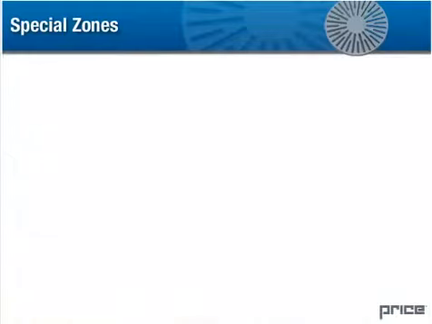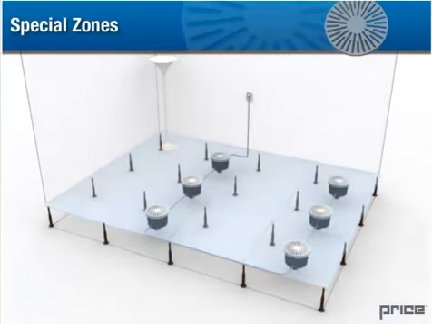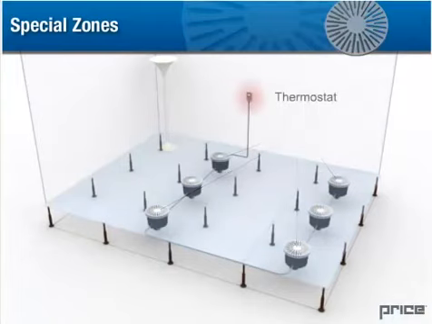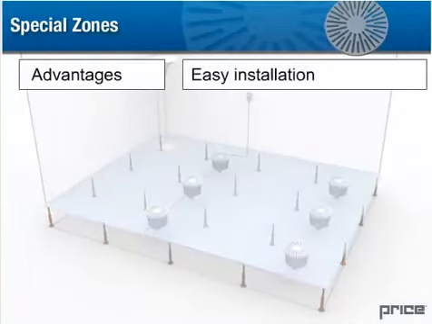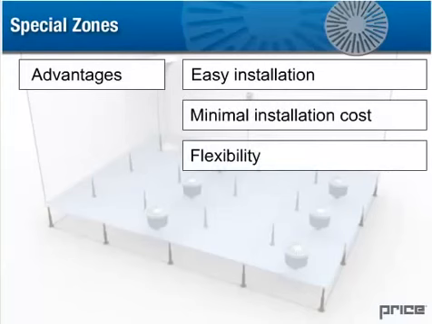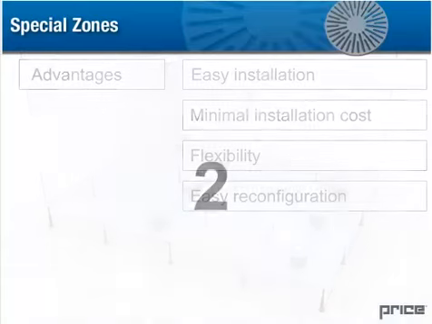1. A control zone is formed by using DBV non-ducted variable volume baskets, model RFTD with DBV, controlled from the room thermostat. These baskets are supplied from the pressurized floor plenum. Advantages of this option are easy installation, minimal installation cost, flexibility, and since there is no ducting, easy reconfiguration.